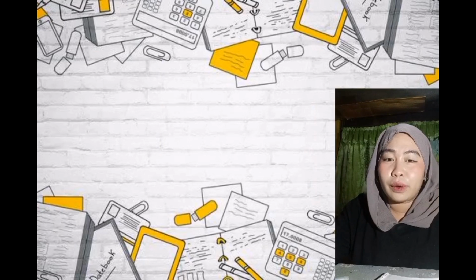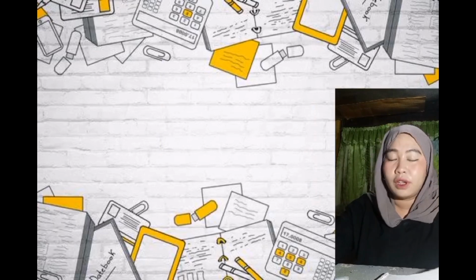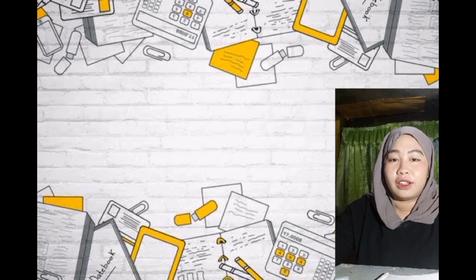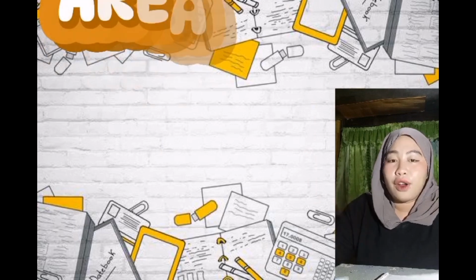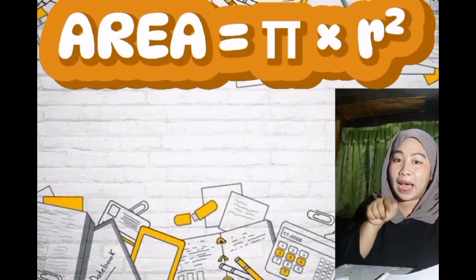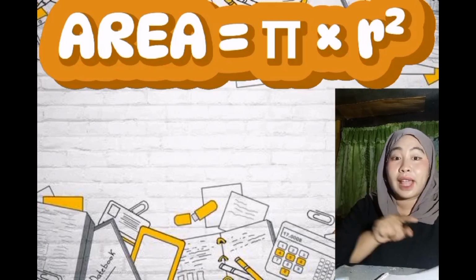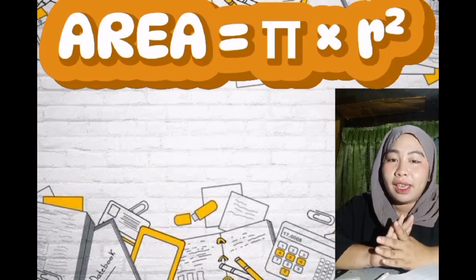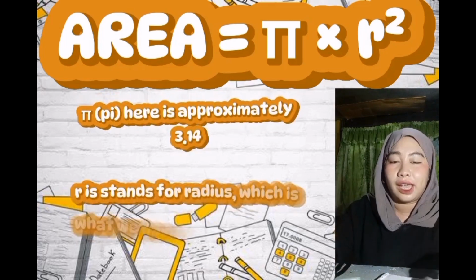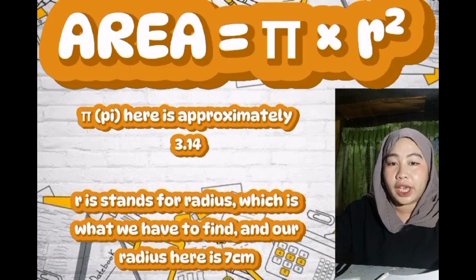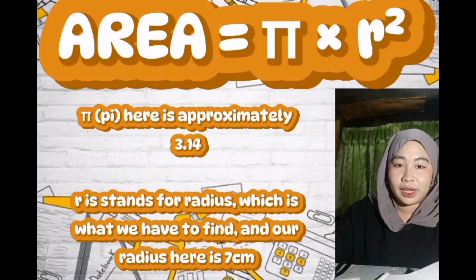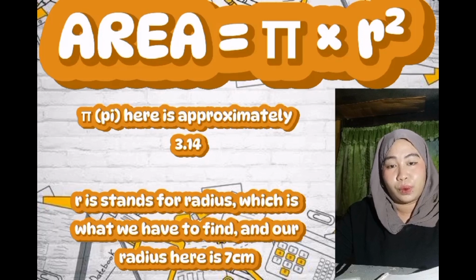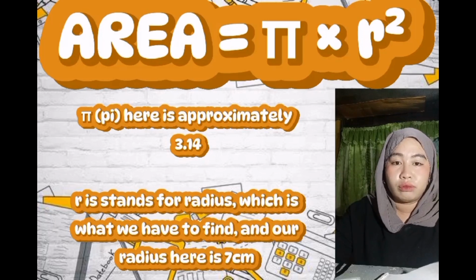Again, I will show you another example. The formula of the area of a circle is area equals pi times r squared. The pi here is approximately 3.14. Here r stands for the radius, or what we have to find.